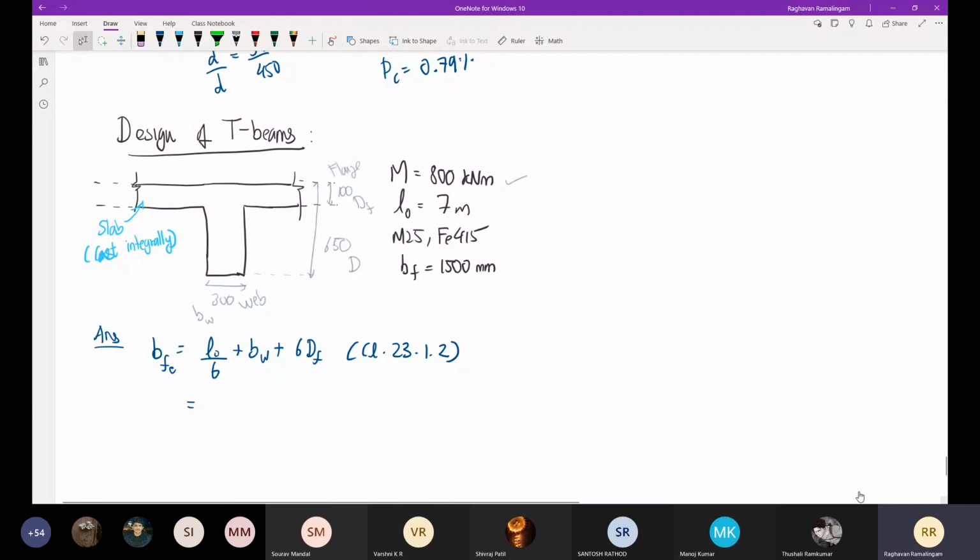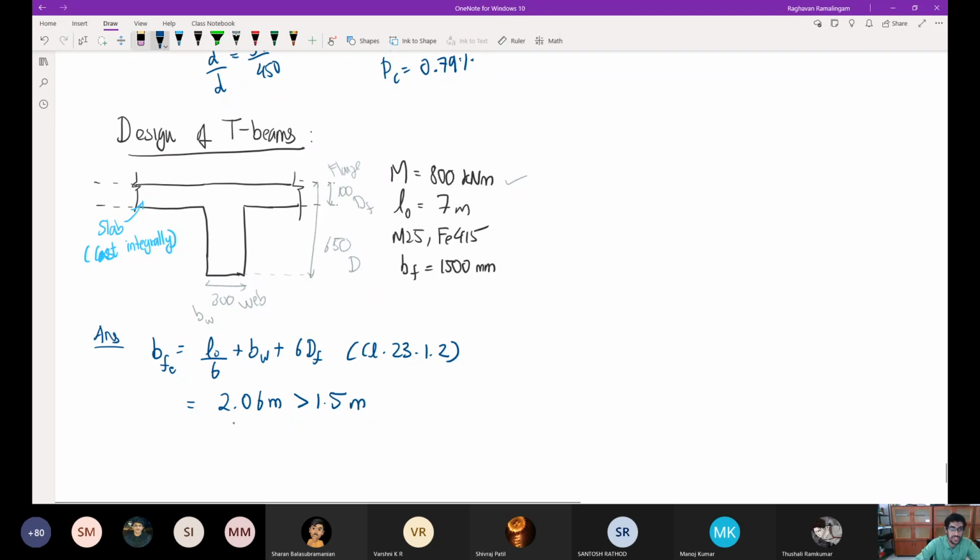Am I audible? Yes, sir. Okay, so 2.06 meters. You get 2.06 meters. This is actually more than what you have, 1.5 meters.